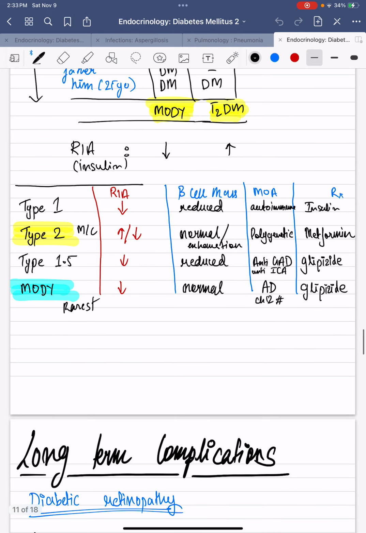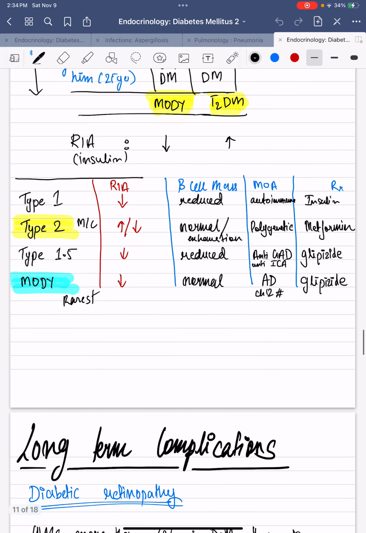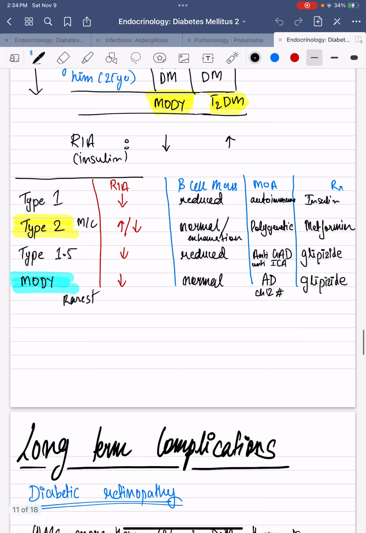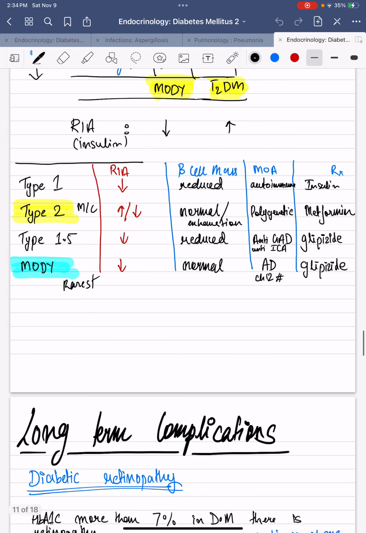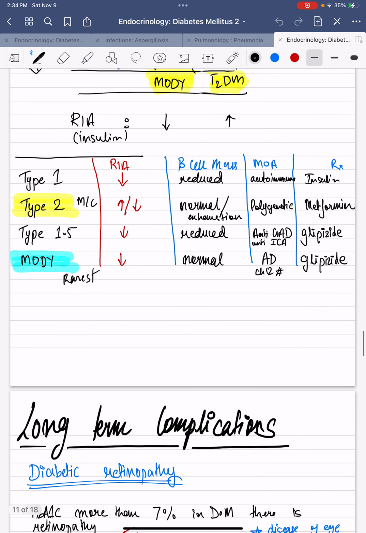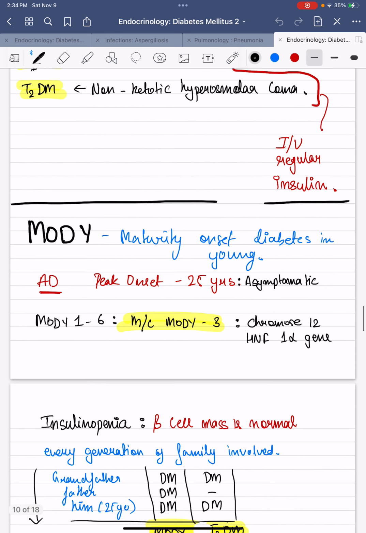So what is the mechanism of these types of diabetes? Type 1 is autoimmune. Type 2 is polygenic inheritance, and you cannot really pin down the main cause. In type 1.5 diabetes, there are two types of antibodies we talked about, anti-GAD and anti-ICA antibodies. And in MODY, which is the rarest type of diabetes, there is an insult on chromosome 12, it is autosomal dominant, on chromosome 12, the HNF1 alpha gene.